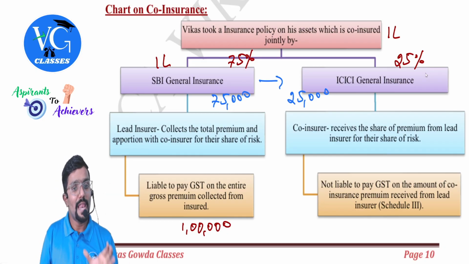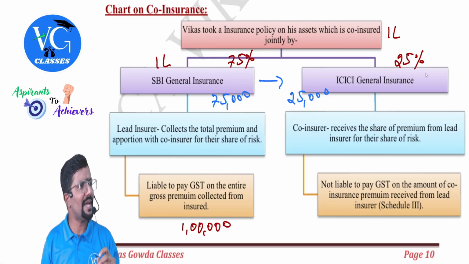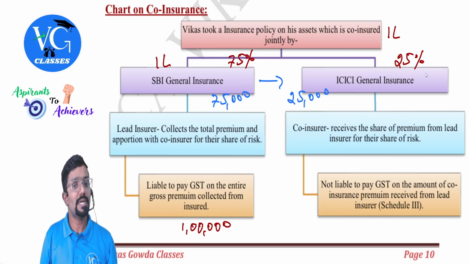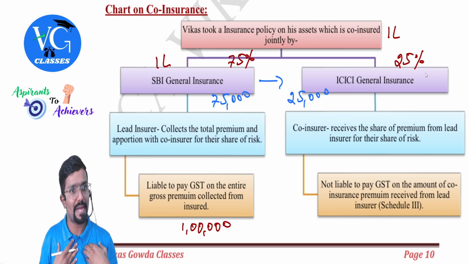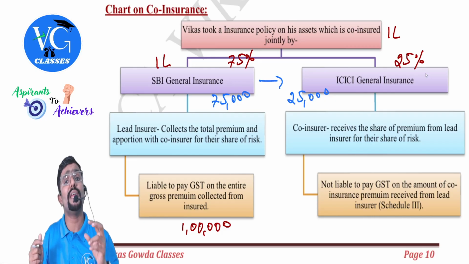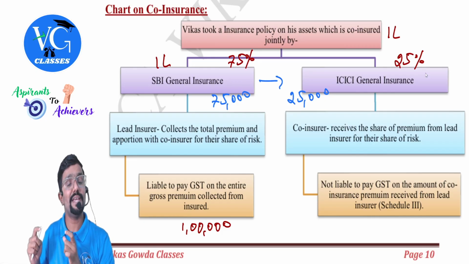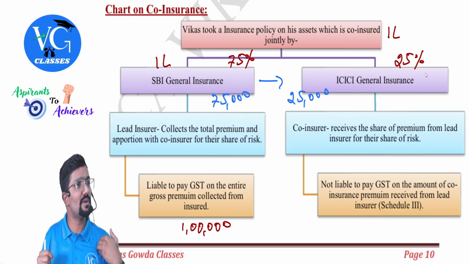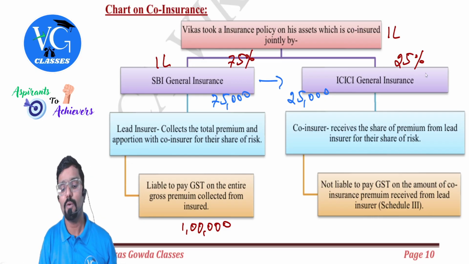Read that last part. Liable to pay GST on the entire gross premium. In my example, what is the entire gross premium, people? 1 lakh, collected from the insured. Who is the insured? Vikas. Clear? And SBI and ICICI are called insurers. And actually ICICI is called the co-insurer. And SBI in my example is called what? Lead insurer. Now coming to this part.